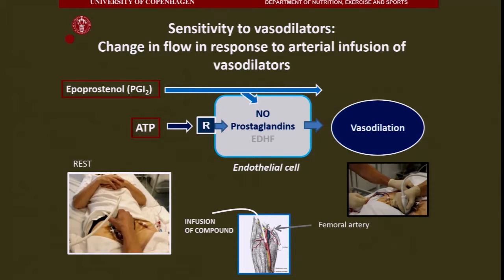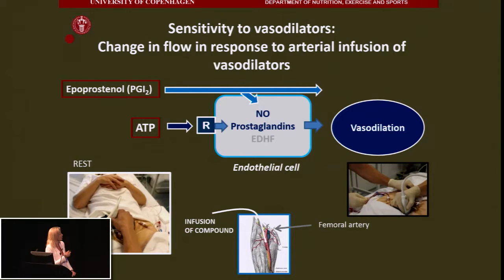Okay, so we test this by infusing compounds into the femoral artery. In this case, a prostacyclin analog, epoprostenol, and ATP. Epoprostenol can induce vasodilation directly by acting on smooth muscle or by interaction with NO. ATP, as you saw, acts on a receptor here, and you get NO, prostaglandin and EDHF production. And we then measure the outcome, which is vasodilation, by ultrasound Doppler.